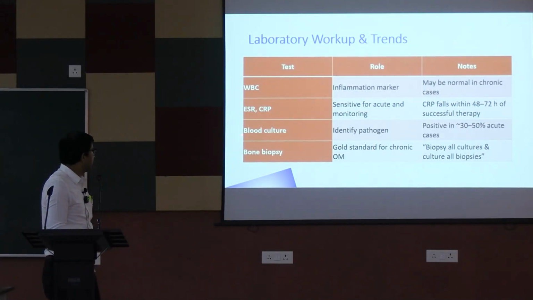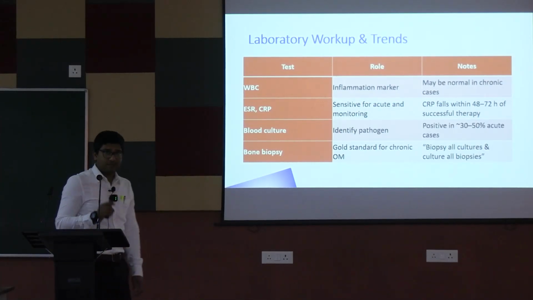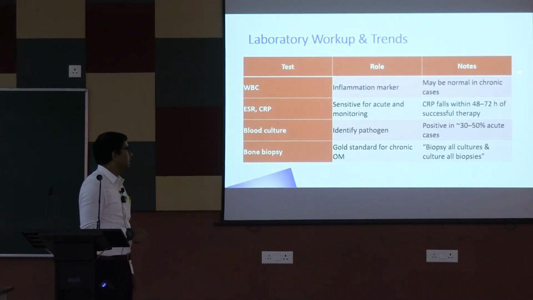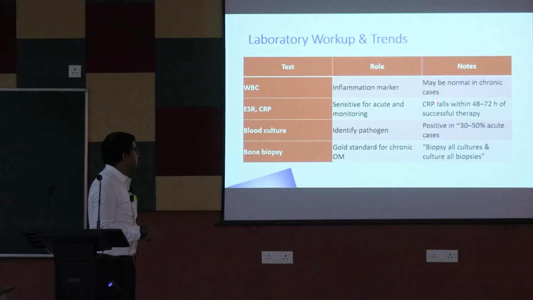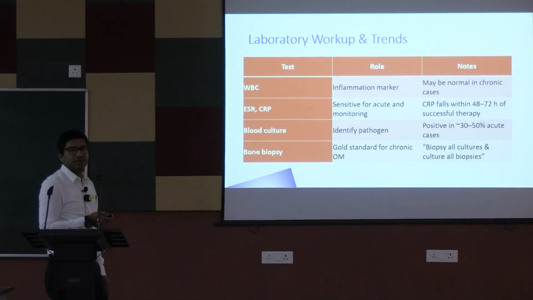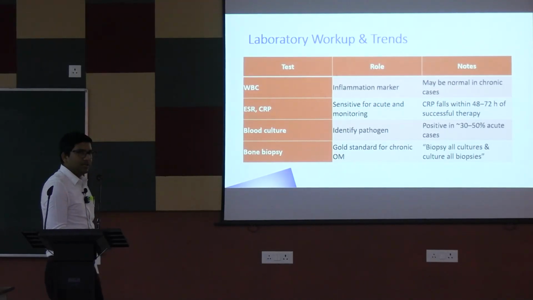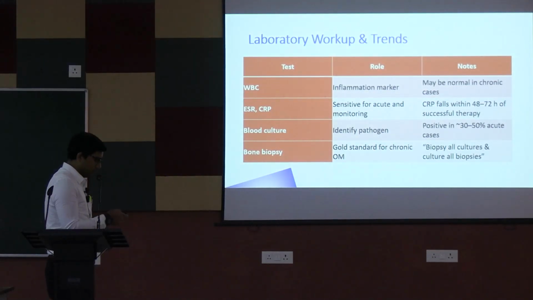Similarly, you can get a blood culture, but sometimes blood cultures are negative. You get positivity in 30 to 50% of the acute cases. Not all cases give a positive blood culture. So a negative blood culture doesn't mean that you don't have osteomyelitis. And finally, there is the bone biopsy. This is the gold standard for chronic osteomyelitis. So you consider bone biopsy in the chronic form.